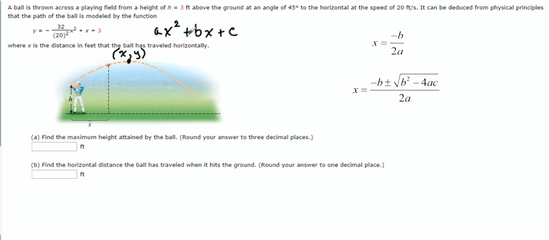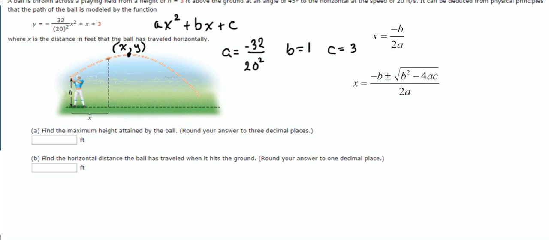And recall that a quadratic function written in standard form is ax squared plus bx plus c. C is the constant, the one number that will not have a variable attached to it. B is the coefficient of the variable raised to the first power, and A is the coefficient of the variable raised to the second power. So in this case, A is going to be negative 32 over 20 squared. B is going to be 1 because there's no number in front of the variable x, so we assume that it's a 1. And C, the constant, is going to be 3.